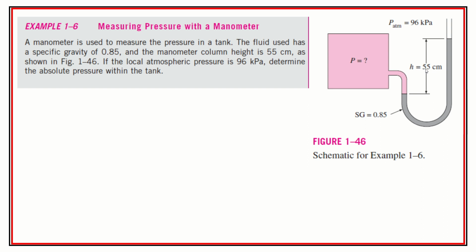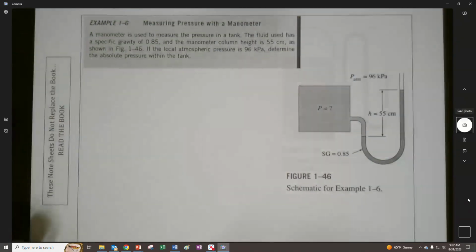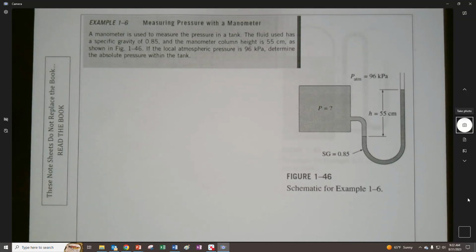So this distance right here is 55 centimeters, and the local atmospheric pressure is 96 kilopascals. We want to determine the absolute pressure within the tank. So let's switch over to the document camera here and work through this problem, which I didn't queue up over here. Okay, there you go. So this is a pretty straightforward one.